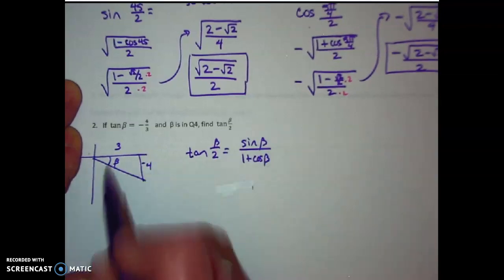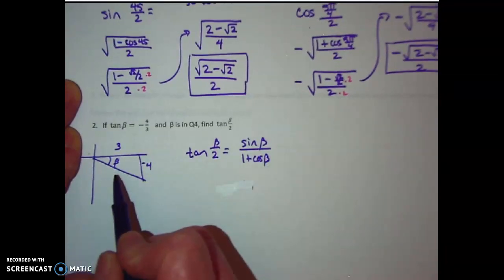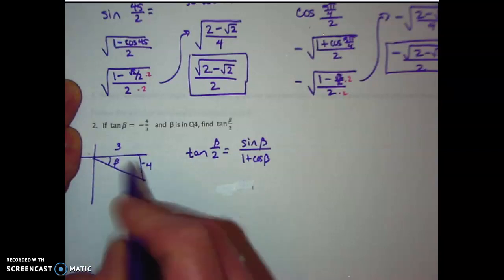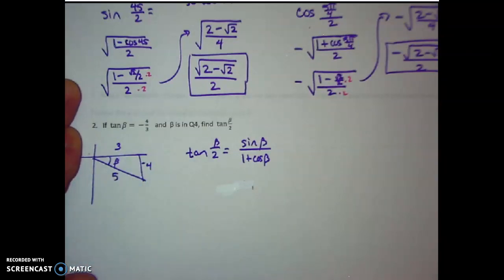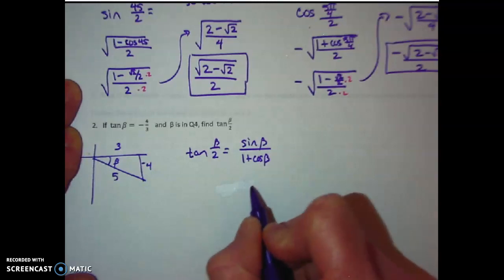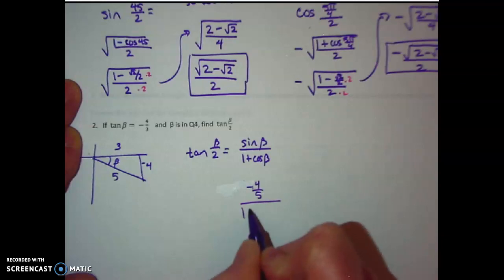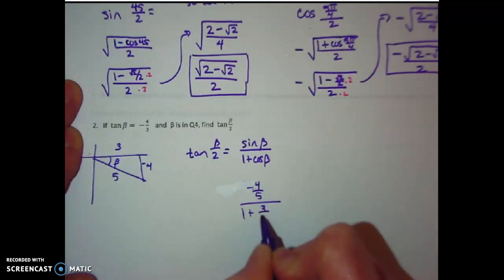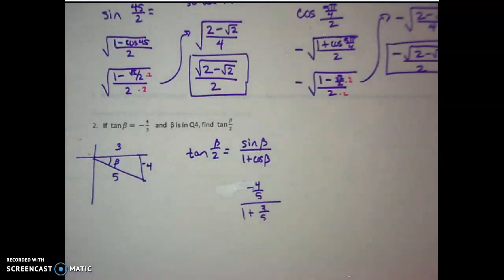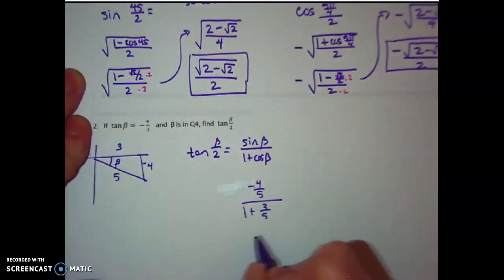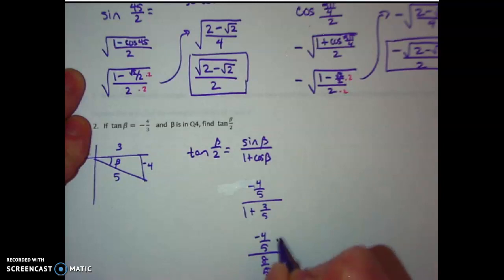The sine of beta, I'm going to refer to my triangle. I need the opposite over hypotenuse. Well, this is a 3, 4, so this is going to be a 5 for my hypotenuse. So the sine of beta is opposite over hypotenuse, negative 4 over 5, over 1 plus the cosine, which is going to be 3 over 5. So negative 4/5 over 1 plus 3/5, which is 8/5. If I multiply top and bottom by the 5, I get negative 4/8, which simplifies to negative 1/2.